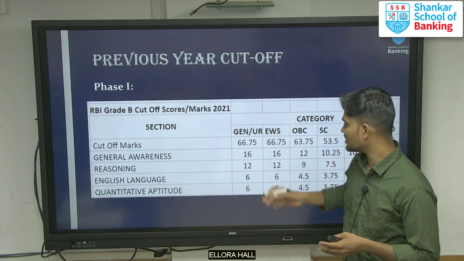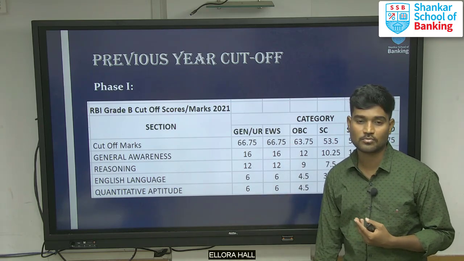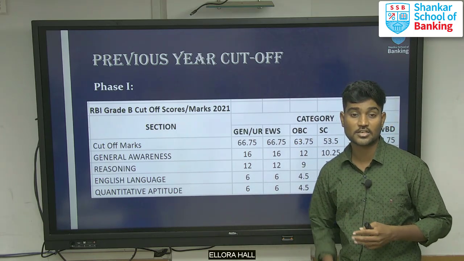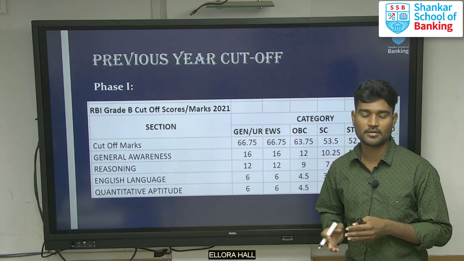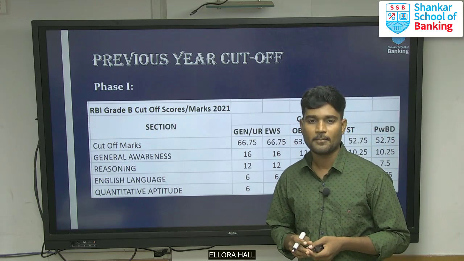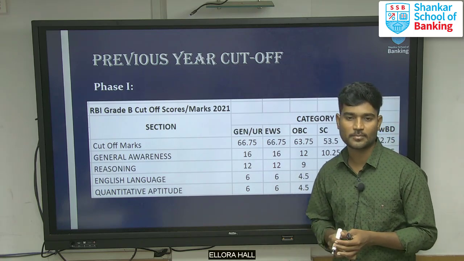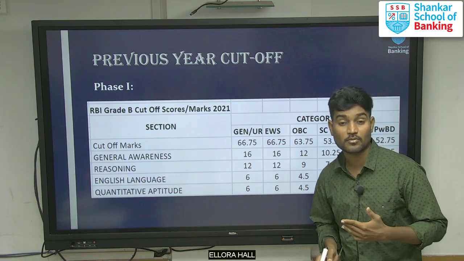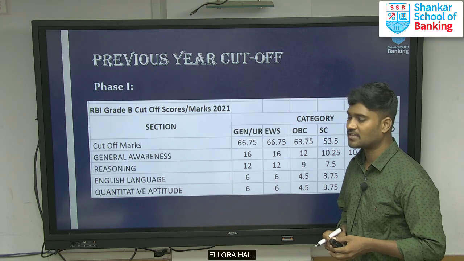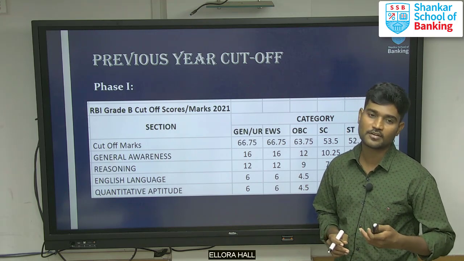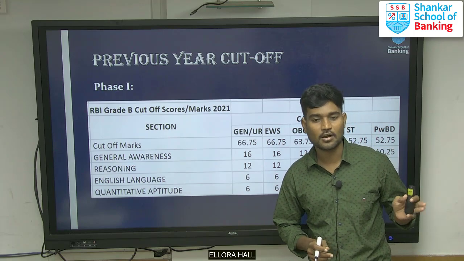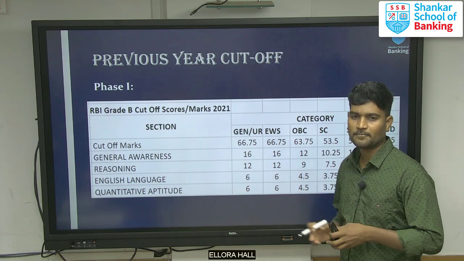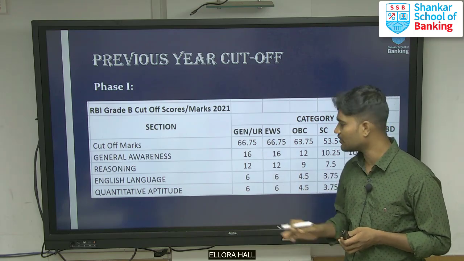Whatever it is, even 66.75 is out of 200 marks. So students can get 200 out of 200, but they secured only 66.75. That much difficulty they asked in questions compared to 2019, because in 2019, 120 was the cutoff, and of course the paper was moderate. In 2021 the paper was very difficult and students faced more problems; the questions were very difficult, whether general awareness, reasoning or math. That is why students got only 66.75, which is the minimum cutoff.